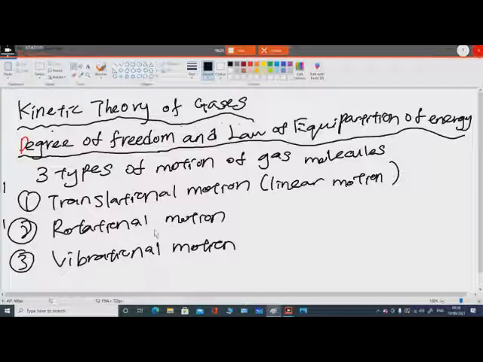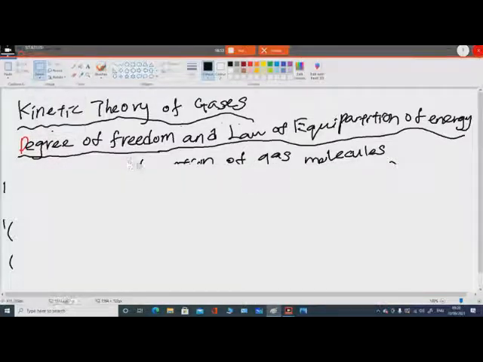Okay, so these are the three main important motions for us to describe the motion of the gases. Okay, let me erase this one. Alright, this one as well.